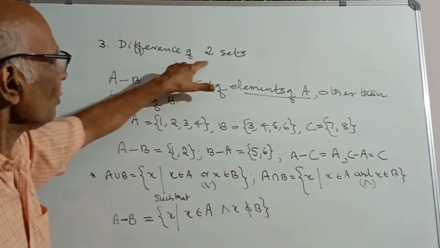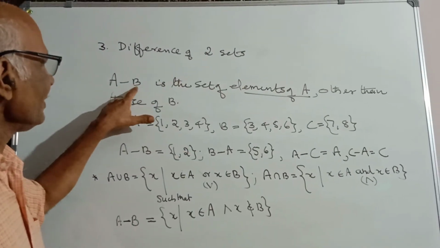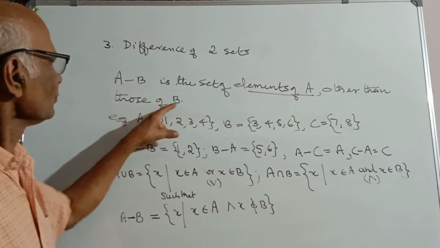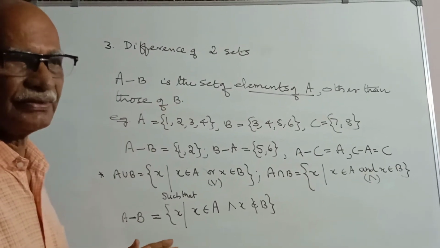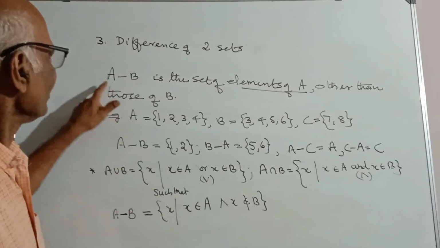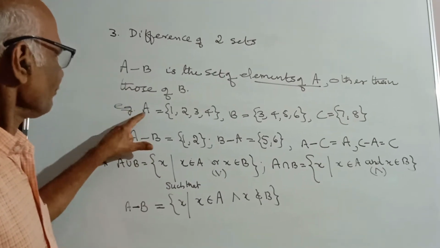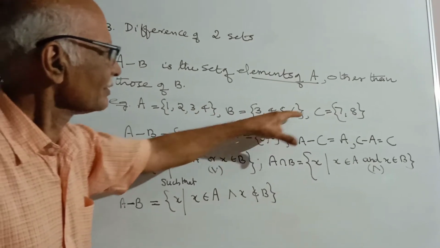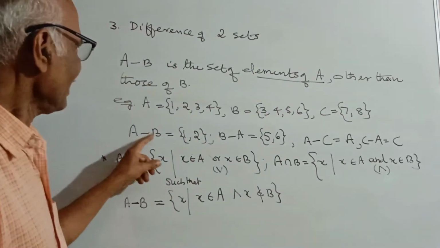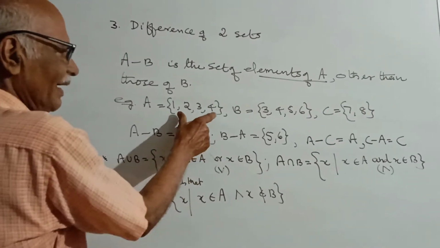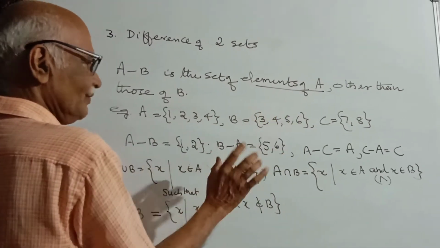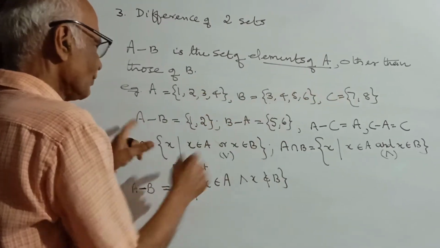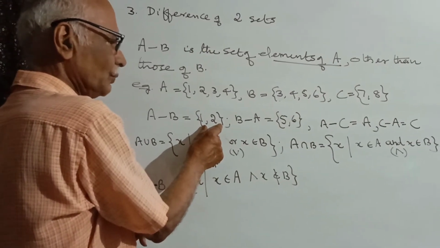3. Difference of two sets. A minus B is the set of elements of A other than those of B. So in the set difference, we are giving importance to the first set A. Now, for example, A is 1, 2, 3, 4, B is 3, 4, 5, 6, C is 7, 8. Then A minus B. Now we take A and remove common elements of A and B. So 3 and 4 are common.